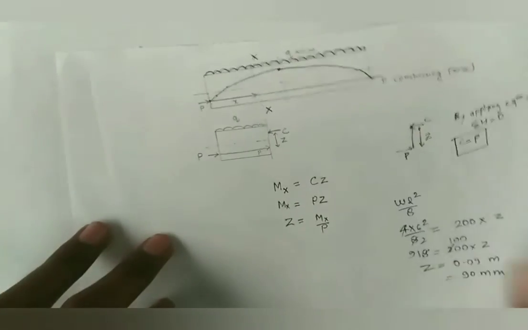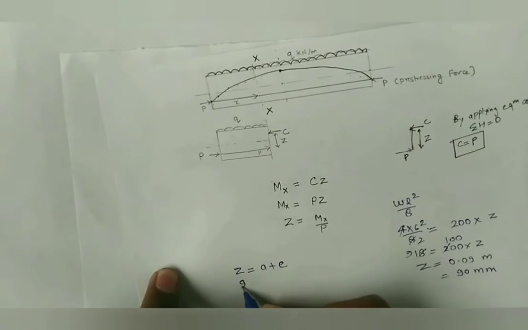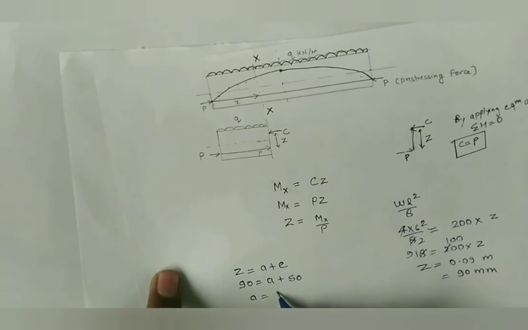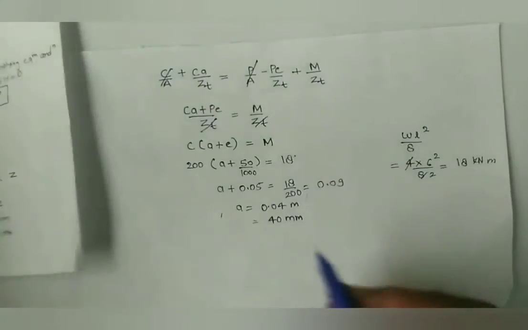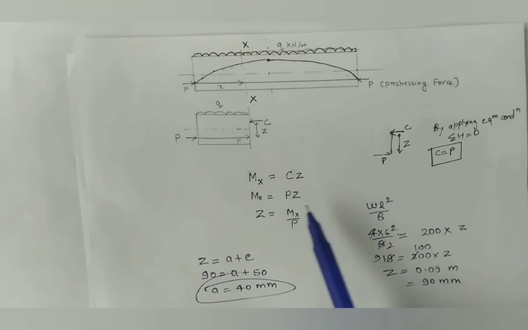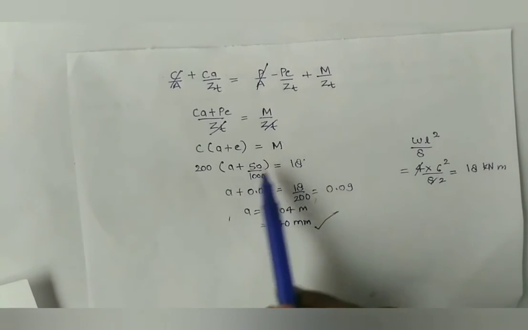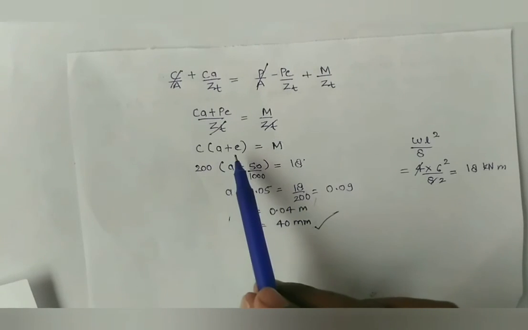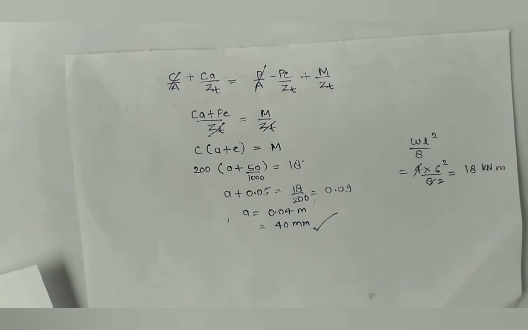Since we know that Z is equal to a plus e for mid span, and Z is 90 here, and e is 50 mm given in the question, so a is 40 mm. So we have made a cross check here that a comes out to be 40 mm. Basically, this concept Mx is equal to C Z can be calculated from this equation. Here M is equal to C into (a plus e), and a plus e is equal to Z, so M is equal to C into Z. This is not a new concept, we can calculate it from anywhere. Okay, thank you.